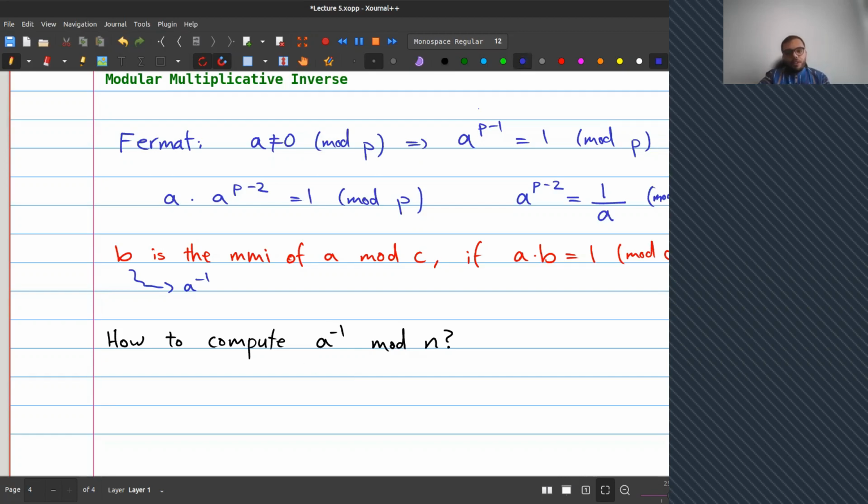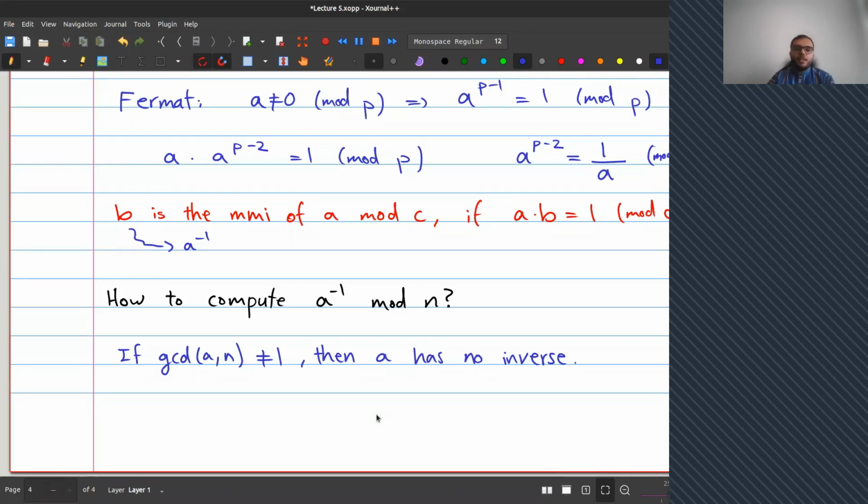Okay. So first of all, I want to say that if the greatest common divisor of A and N is not one, then A has no inverse. Can you see why this is the case? So in order for A to have an inverse, I should be able to find some other number B such that A times B has a remainder of one when divided by N, right? So let's say that my GCD is not one. Let's say my GCD is D, okay? Then whenever I have A times B, it is a multiple of D, right? Because A itself is a multiple of D.